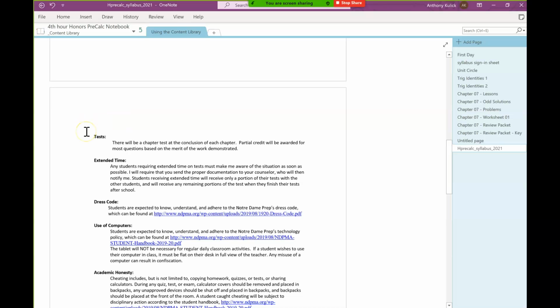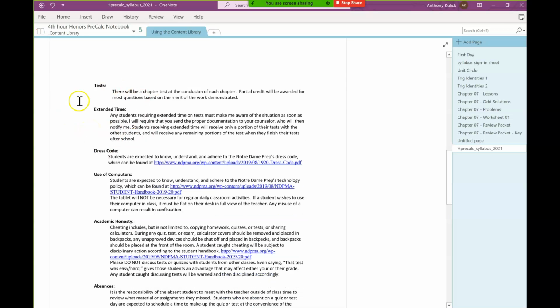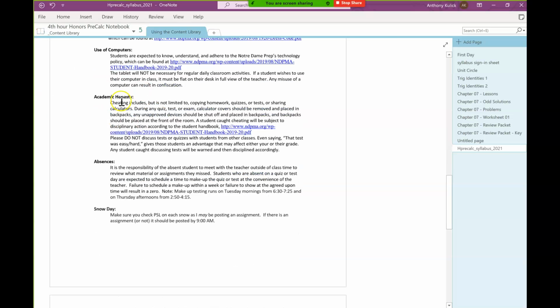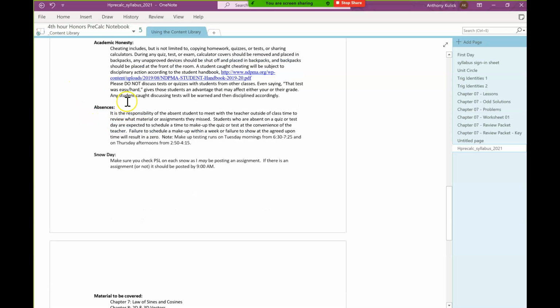Tests, there'll typically be one test at the conclusion of each chapter. I will assign partial credit based on the quality of your work for most questions. So extended timer for those or whatever. Dress code you guys know about. Computers you guys know about. Academic honesty you guys have talked about before.